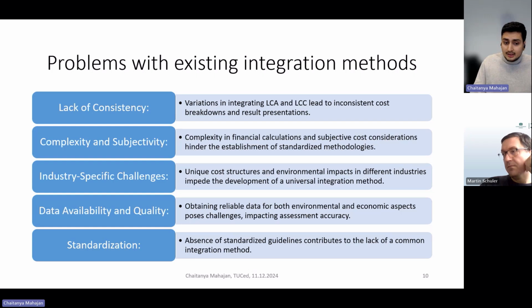The third is data availability and quality. Getting reliable data for your costs and for your environmental emissions is really hard. As anyone who has conducted a life cycle assessment and life cycle costing will tell you, getting companies to reveal their data is extremely difficult, and sometimes the data in the databases is just not reliable. And due to these issues that I mentioned before, there is an acute lack of standardization across the industry.